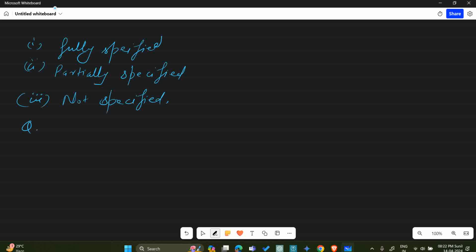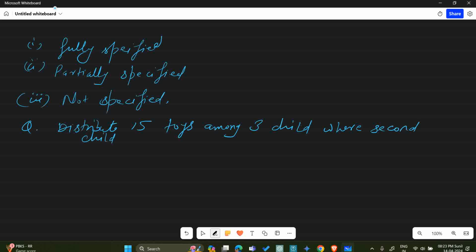So the question is: distribute 15 toys among 3 children, where the second child gets exactly 3 toys. So how can we do this?